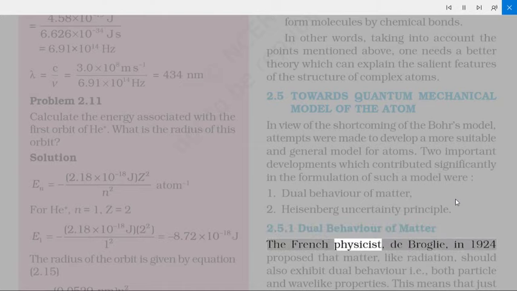The French physicist de Broglie, in 1924, proposed that matter, like radiation, should also exhibit dual behavior, i.e., both particle and wave-like properties. This means that just as the photon has momentum as well as wavelength, electrons should also have momentum as well as wavelength. De Broglie, from this analogy, gave the following relation between wavelength, lambda, and momentum, p, of a material particle.